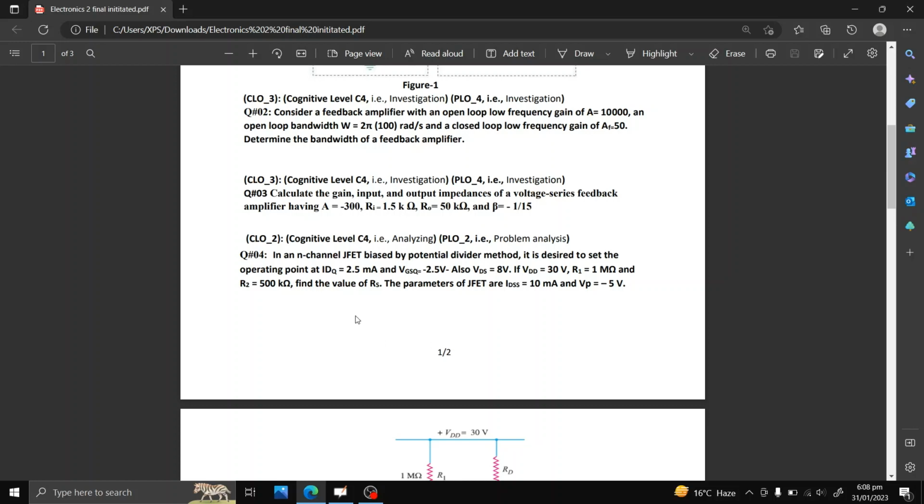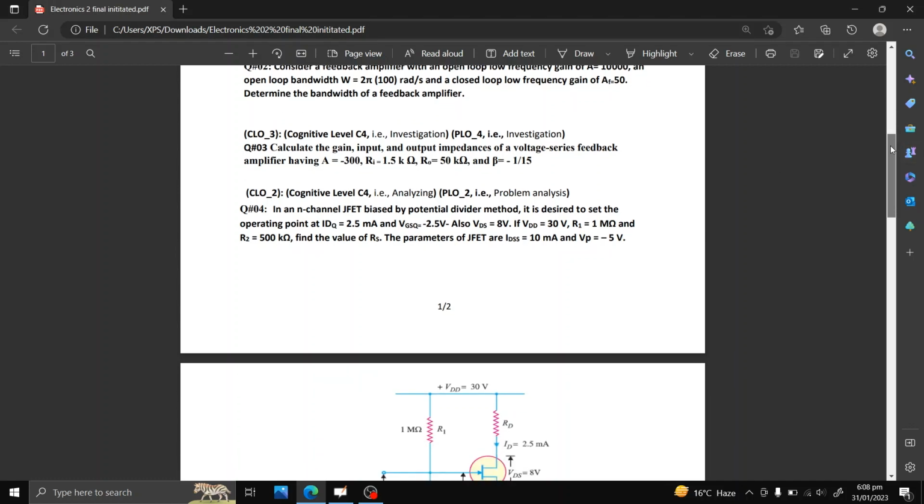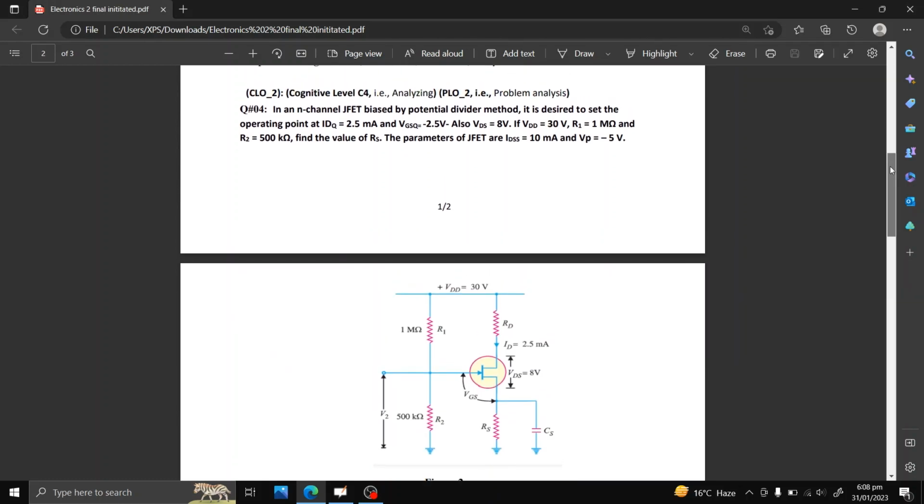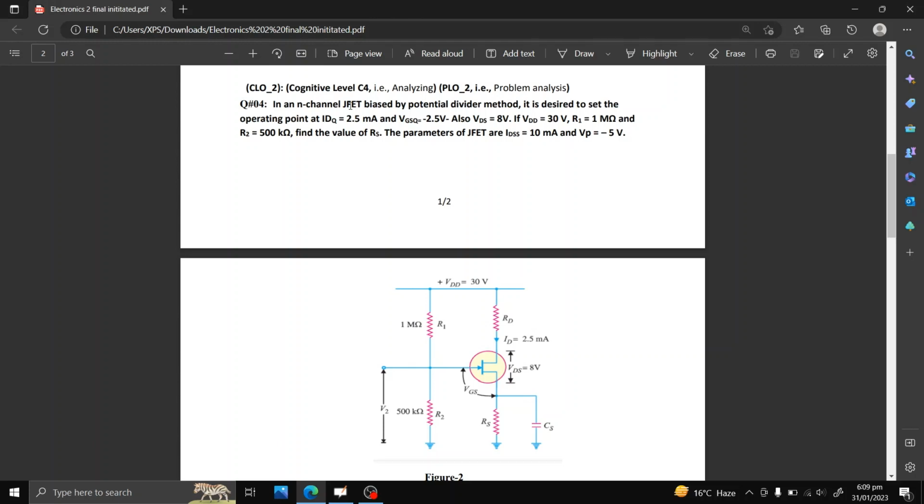Okay, then we have question number 4, which was from the midterm. And believe me, though this question looks intimidating at the start, this question is also very easy. It can be solved within 1 or 2 steps. So it says that we have an N-channel JFET, and that is biased by the potential divider method. So the DC biasing is voltage divider biasing.